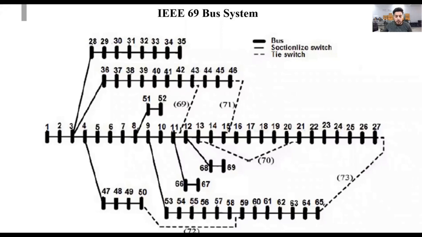Assalamu alaikum. So far, we have discussed the 33 bus system, and now I'm moving towards the 69 bus system, which is more bulky and more interconnected, where chances of losses increase.